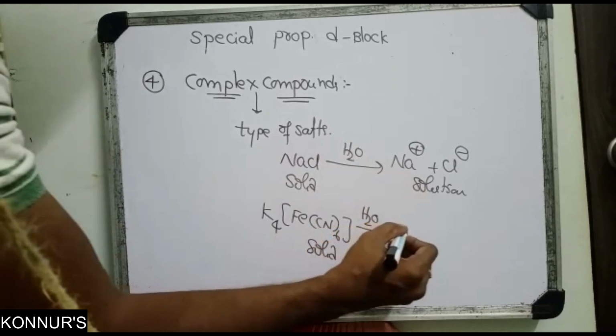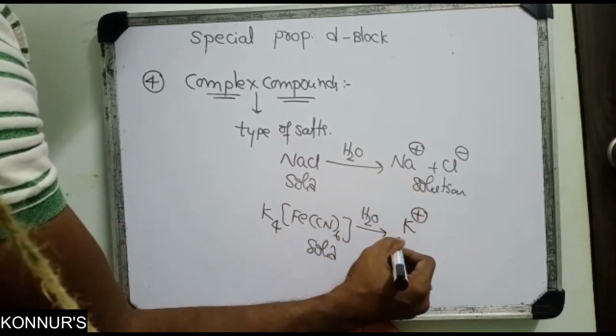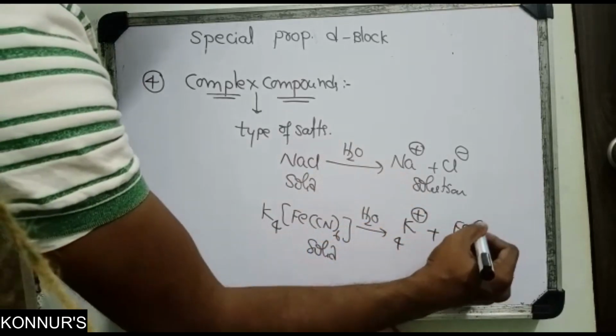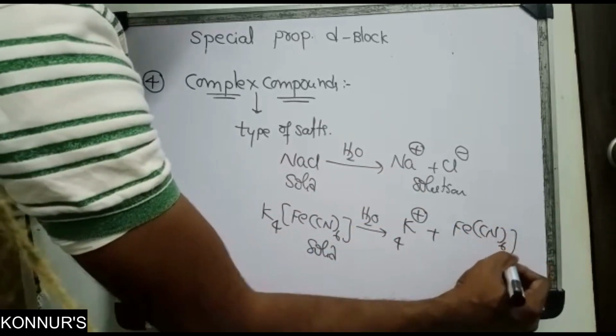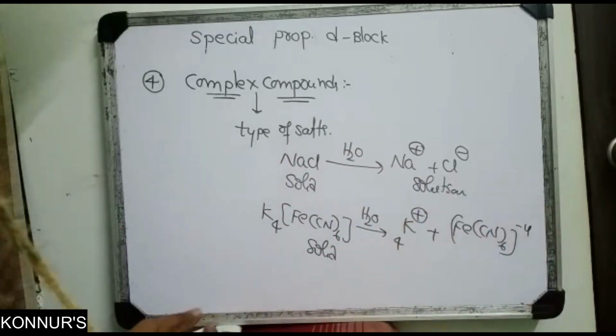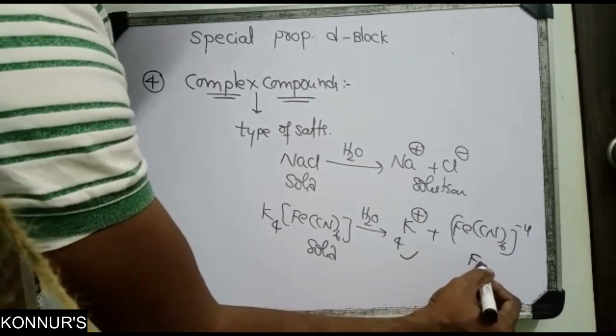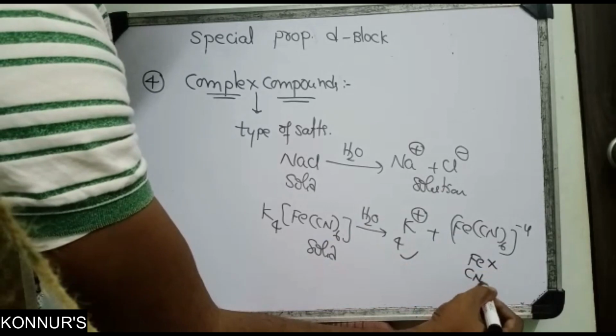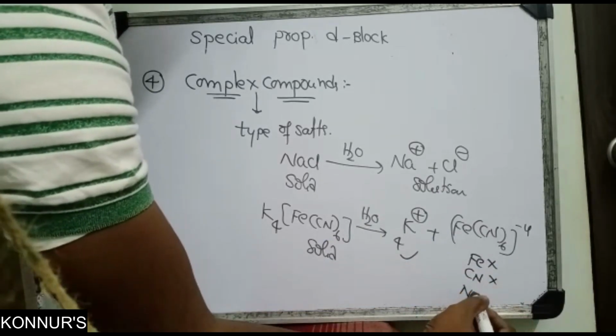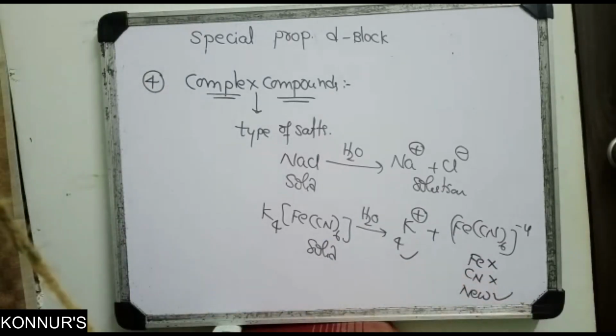You take it into water. Then what happens? You are getting 4K+ ions. Next, [Fe(CN)6]4-. So in the solution state, it will show potassium property. It is not showing iron property. It is not showing cyanide property. So one new property is coming.